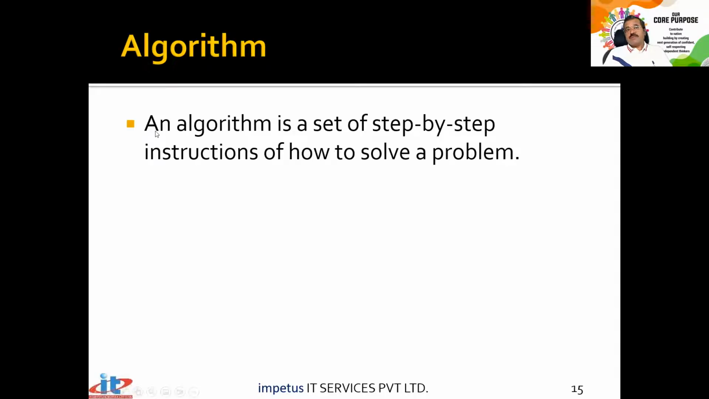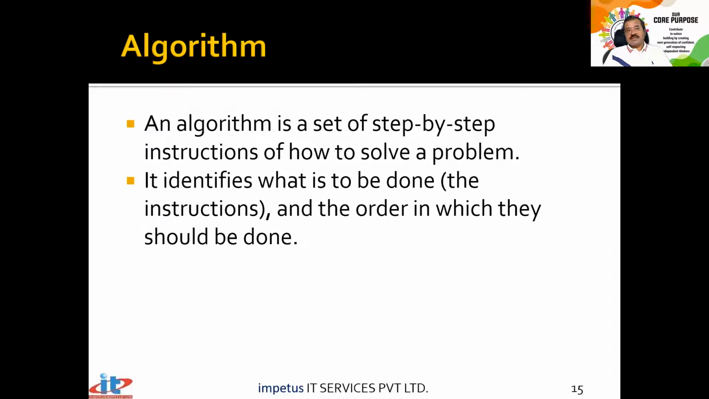What do you mean by algorithm? Algorithm is a set of step-by-step instructions as to how to solve the problem. So whenever a problem has to be solved, you'll follow these instructions one after another. I'll do this, then I'll do this, then I'll do this. So you'll follow step-by-step instructions to solve a problem. That's algorithm. It identifies what is to be done and the order in which it should be done.